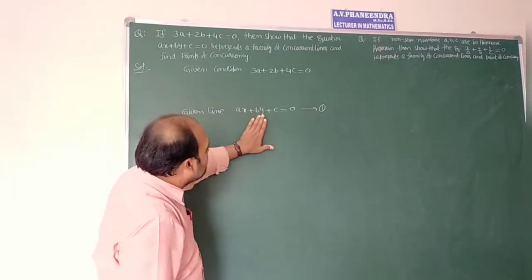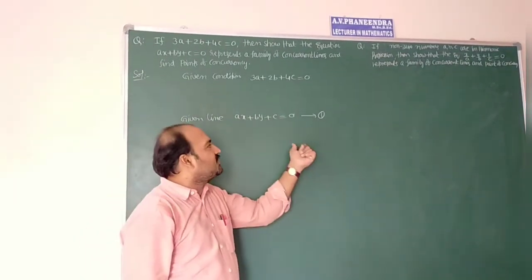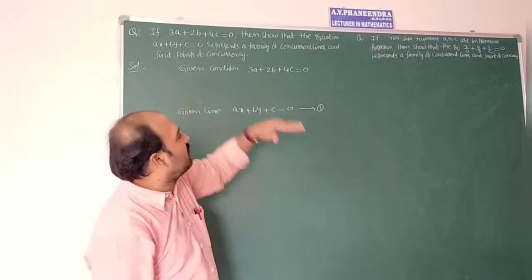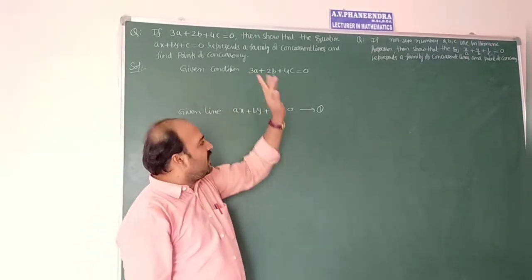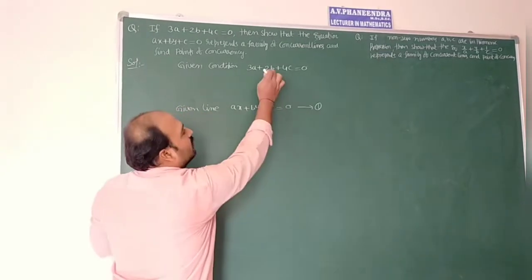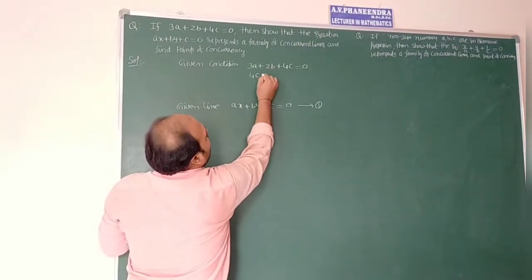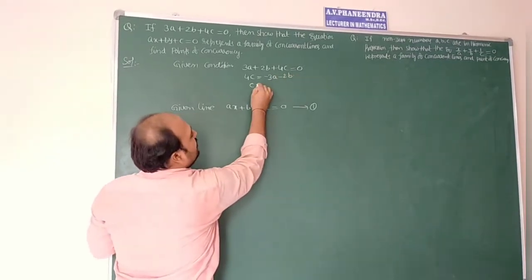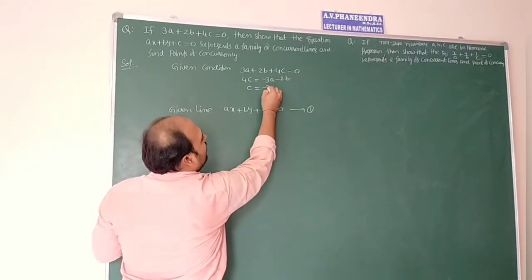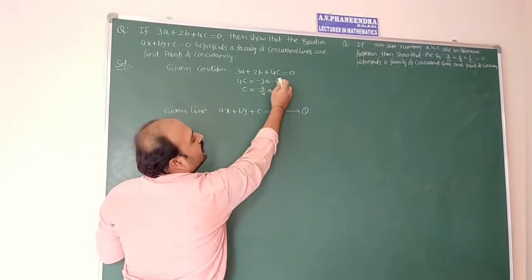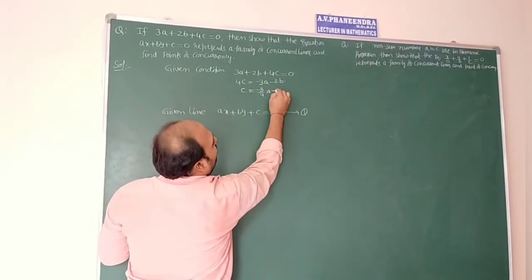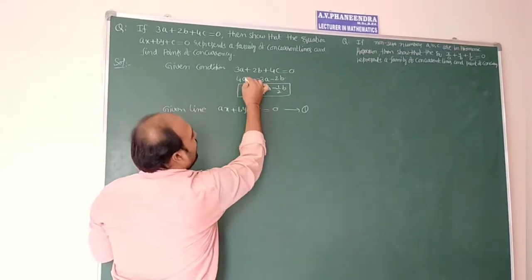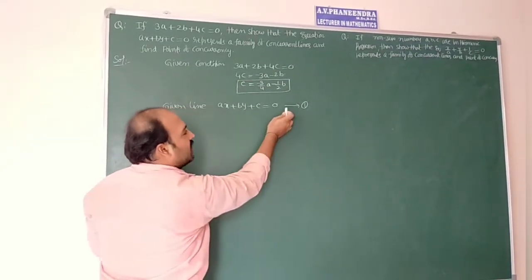In this ax plus by plus c, a, b, c are constants, the particular constant is c here. So c may be taken as the subject from the given condition, and that c value substituted in this equation. So from this condition, 4c is equal to minus 3a minus 2b. So c is equal to minus 3 by 4 into a minus 2 by 4, it will become minus 1 by 2 into b. This c value substitute in equation 1.